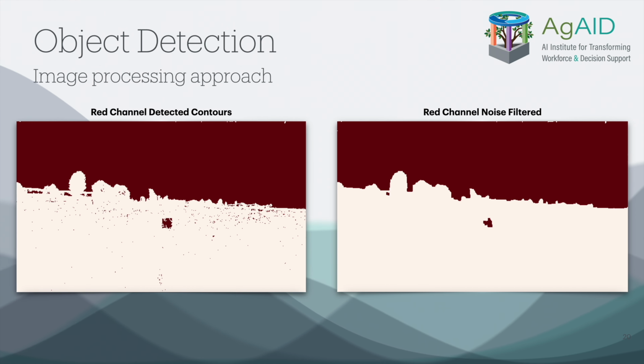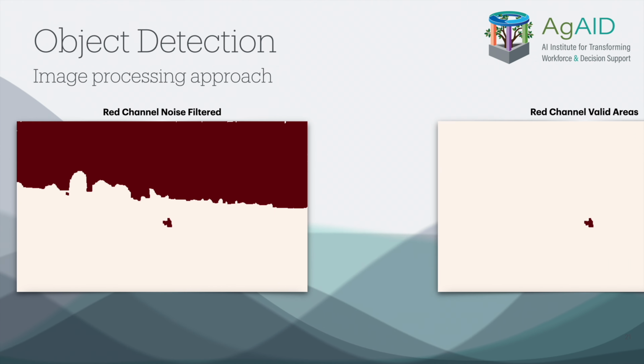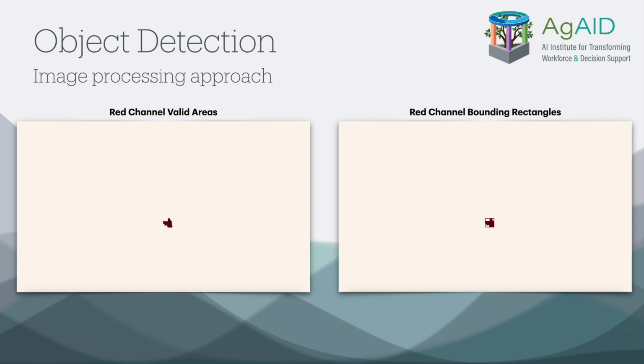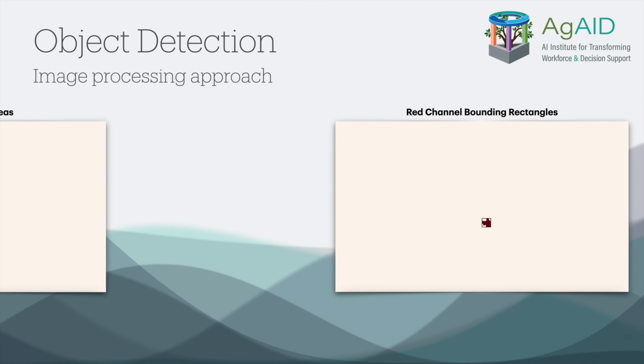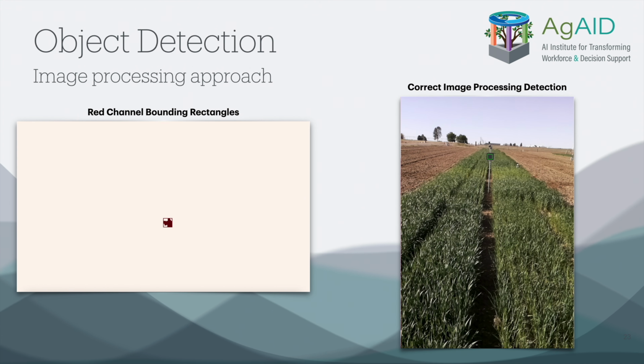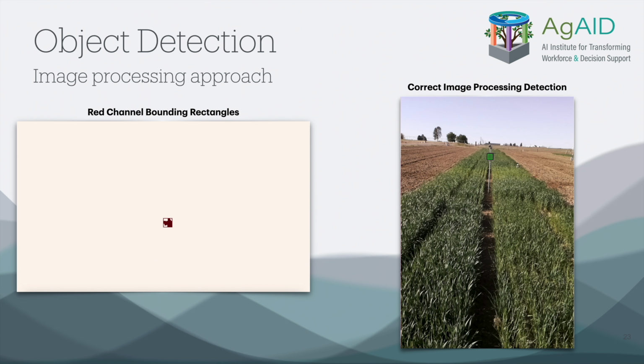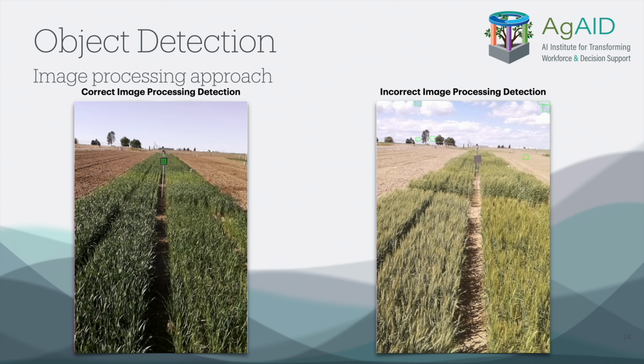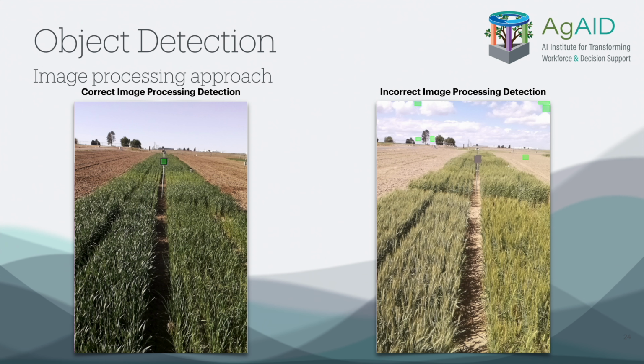Then with an area filter. And finally with a rectangular bounding box. All of which outputs this rectangle telling us where the reference panel is. Now this approach only works on some images. For many images, the result looks like this, where there are many incorrect rectangles.